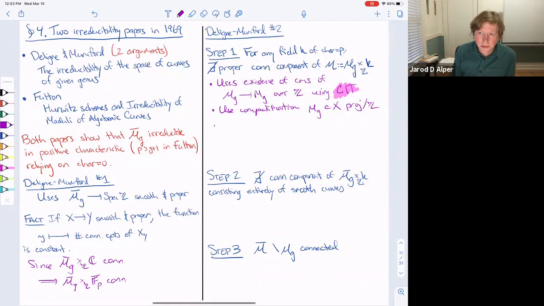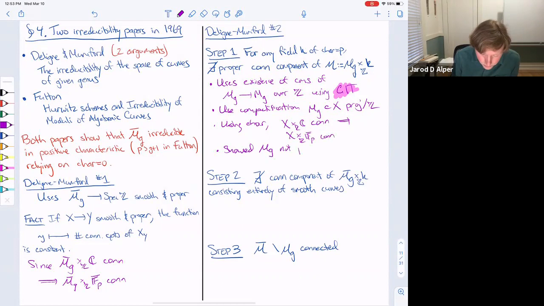And so now you use a similar connectedness result to their first argument, where you show, using the characteristic zero statement, that X being connected over the complex numbers implies that X over any finite field is also connected. And then finally, it relied on showing that MG itself was not proper, but by using not degenerations of curves, but the degenerations of their Jacobians.